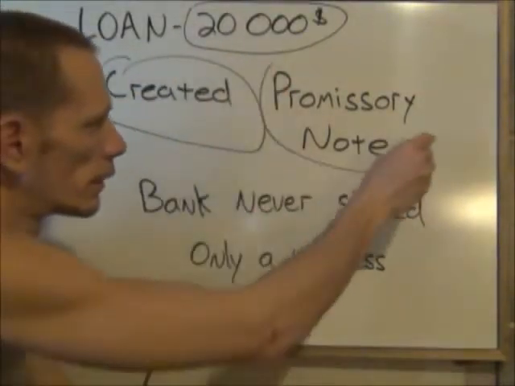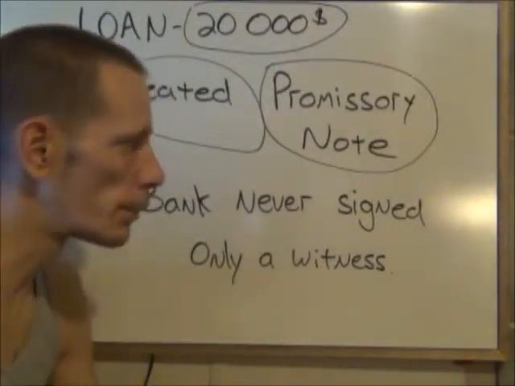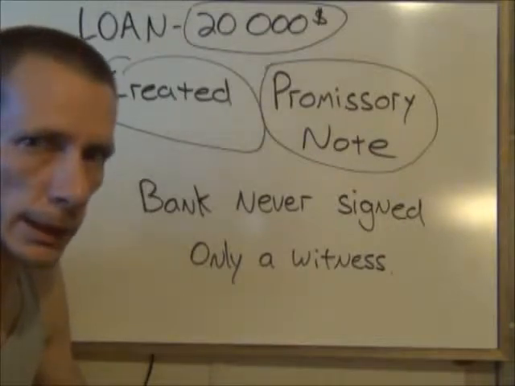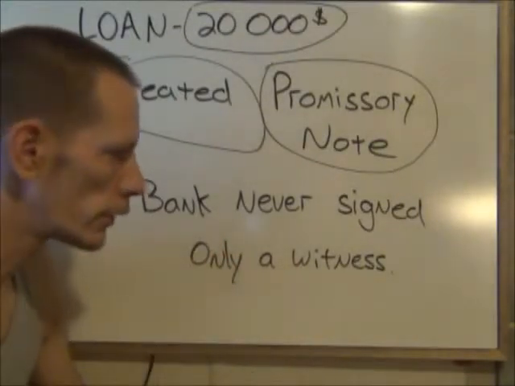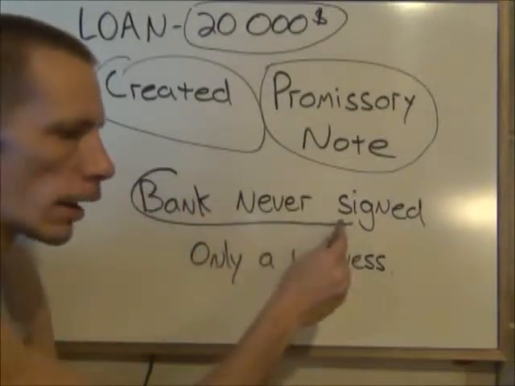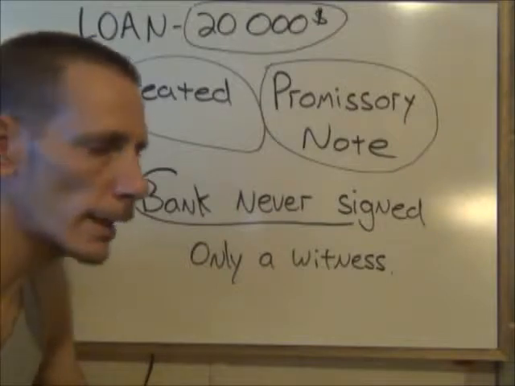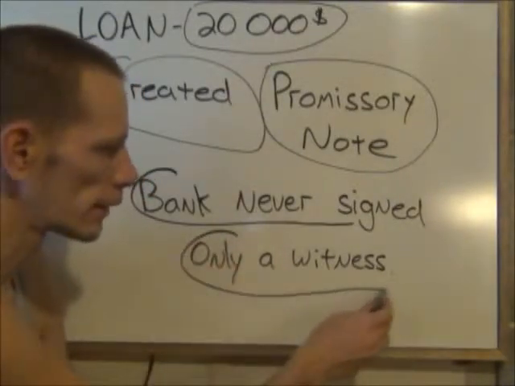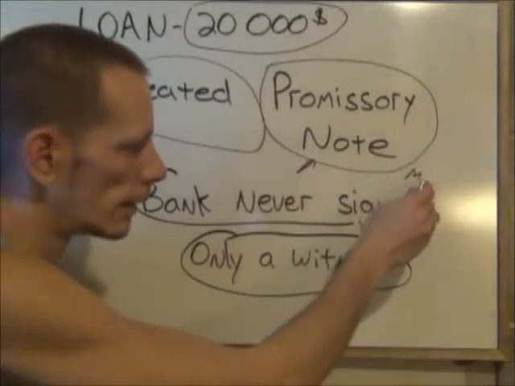A promissory note. And under the Bills of Exchange and under the Acts of Canada, a promissory note is indeed money. It's money. So that's why when you look at the paperwork that I showed you, the bank never signed on this promissory note in an official form as a representative of the bank. They only signed as a witness that I was creating a promissory note, or I was creating money.